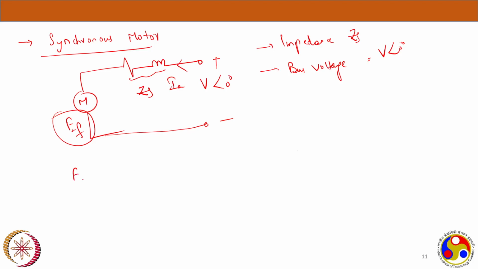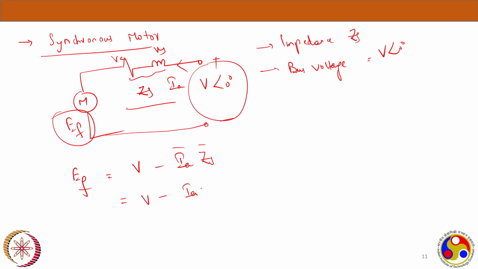So the equation would be EF equals total voltage V minus this drop, right? V minus Ia into Zs. Zs is Ra plus jXs, that is, the armature resistance and the synchronous reactance. So I can write this as V minus IaRa minus jIaXs. Usually this Ra is very, very small. Usually people neglect this resistance of the synchronous machine. But anyhow, this is the equation of the excitation voltage.